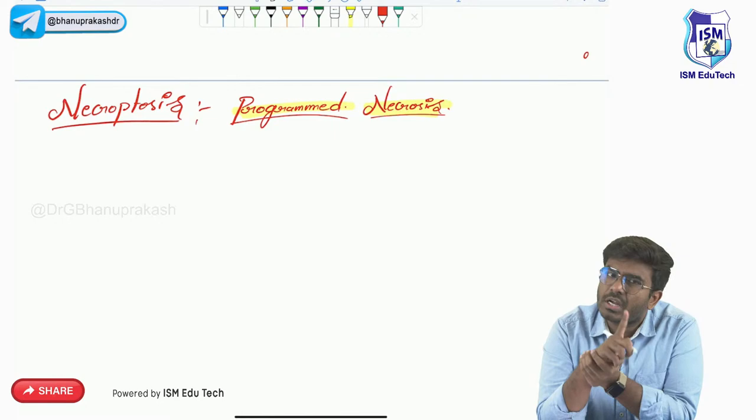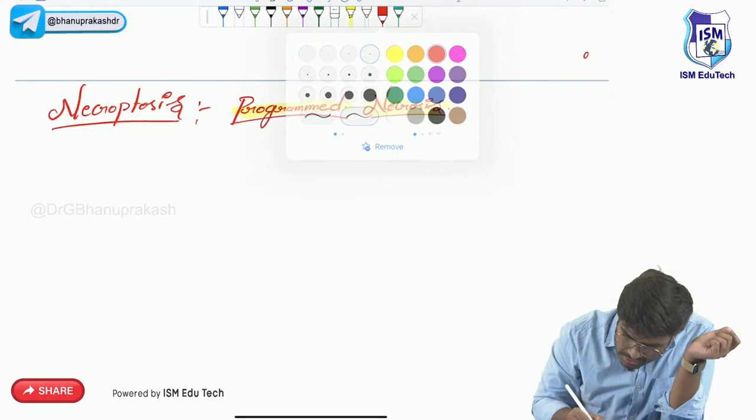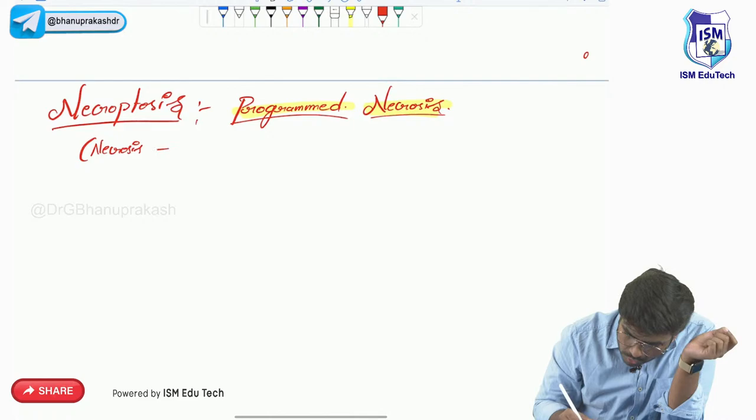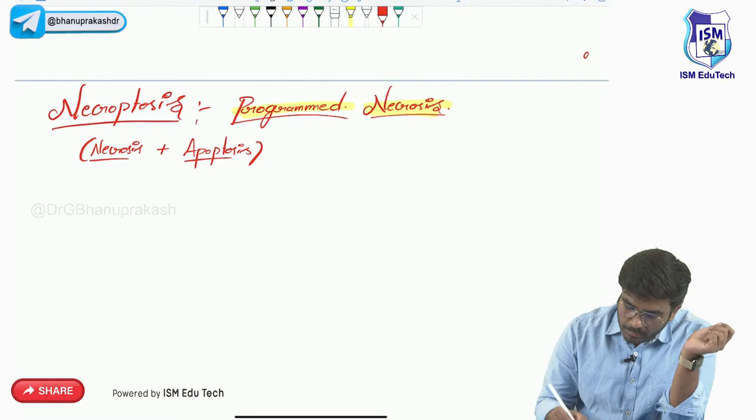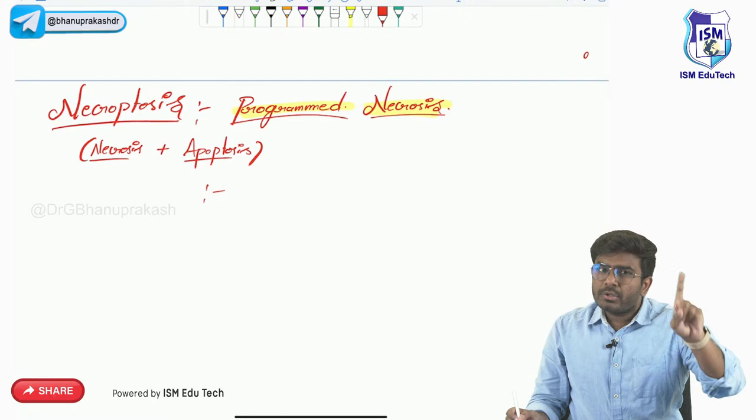Actually, necroptosis is a combination of both. You will see features of both necrosis as well as apoptosis. Both events of necrosis and apoptosis are there. Now, what are the important MCQs you want to know? This is programmed cell death, right? So, something like apoptosis. But usually in apoptosis, caspases are involved, initiator caspases and executioner caspases are activated.